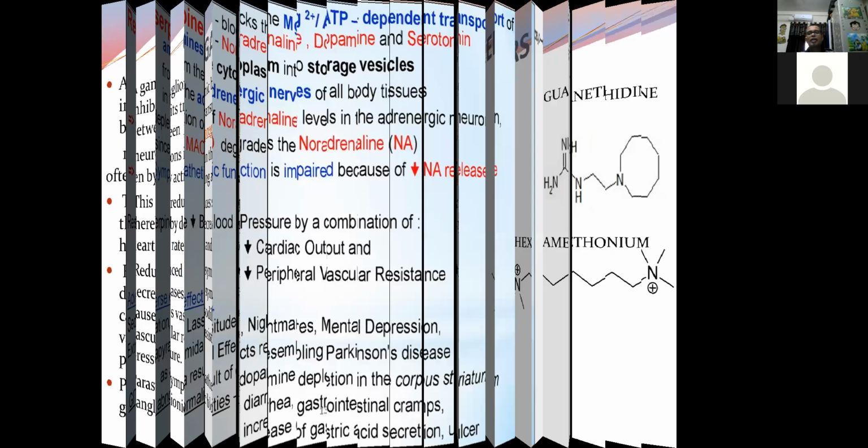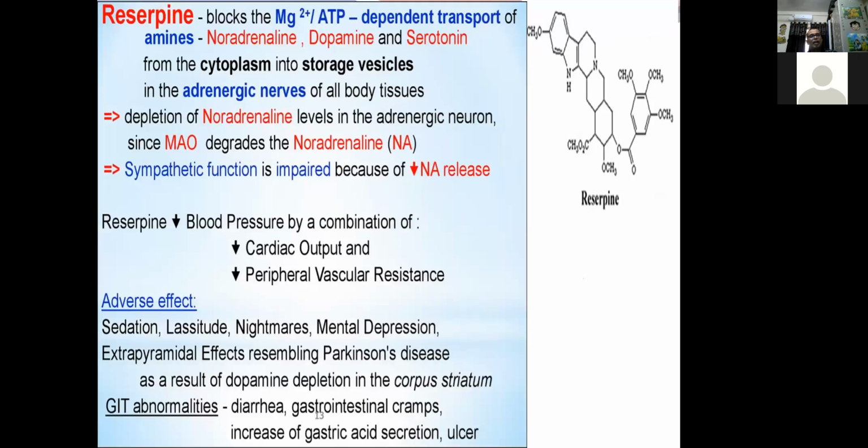So the last drug is your reserpine. It is obtained from Rauwolfia serpentina. This reserpine blocks the magnesium ATP dependent transport of your amines. So they prevent the transport of noradrenaline, dopamine and serotonin from your cytoplasm to your storage vesicle.